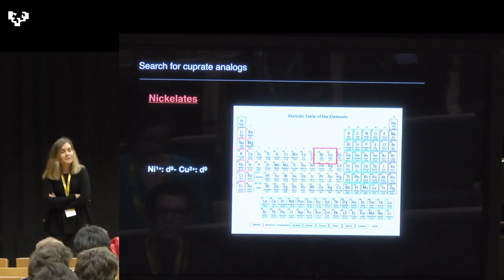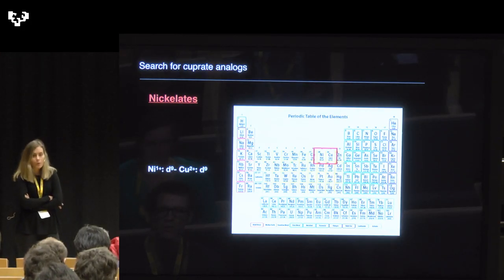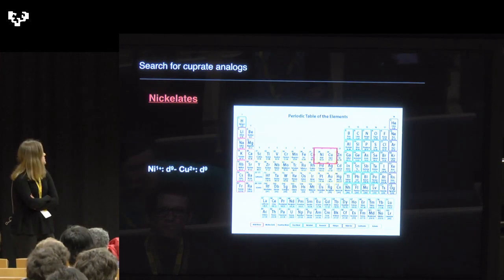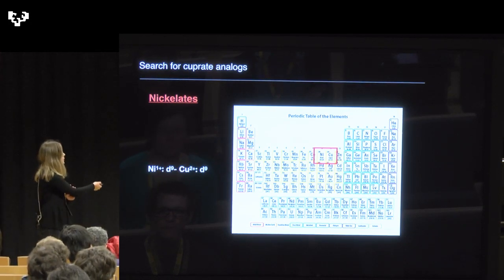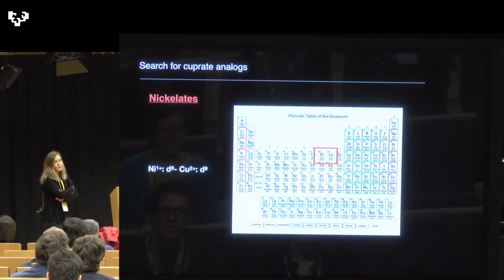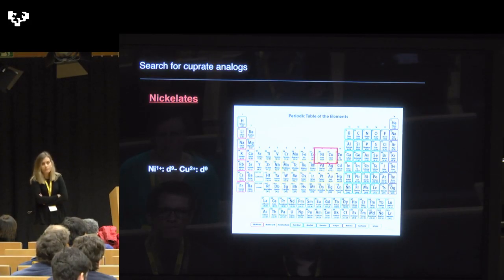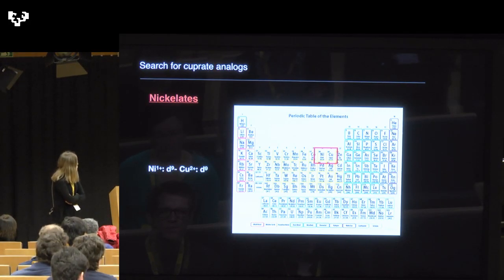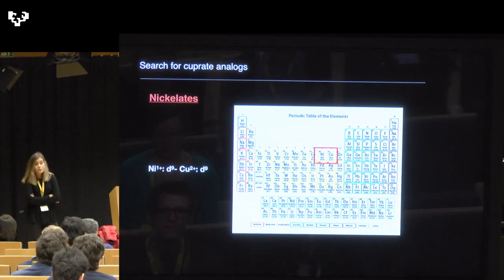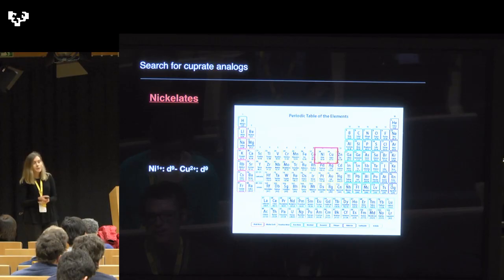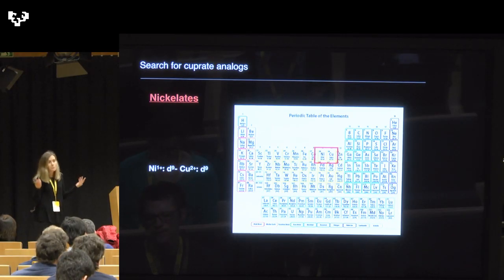Now, in this regard, nickelates have been around for a while, and the reason for that is very simple. If you go back to the periodic table, you instantly see that nickel and copper are next to one another in it. Also, nickel 1+ is actually isoelectronic with copper 2+. So the thought is, okay, if I'm able to stabilize a material in which I have nickel 1+, maybe I have a good starting point.